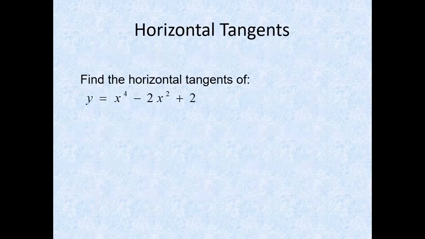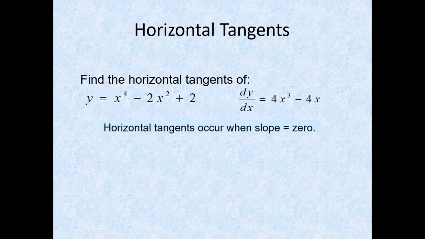So what about the horizontal tangents? By using these laws, we can now find the horizontal tangents. We know that for horizontal tangents, we have derivatives at which the value is 0. The slope is always 0. Find the horizontal tangent of this function, y equals x power 4 minus 2x square plus 2. This will be dy over dx equals 4x cube minus 4x. A horizontal tangent occurs when the slope is 0, so 4x cube minus 4x equals 0.